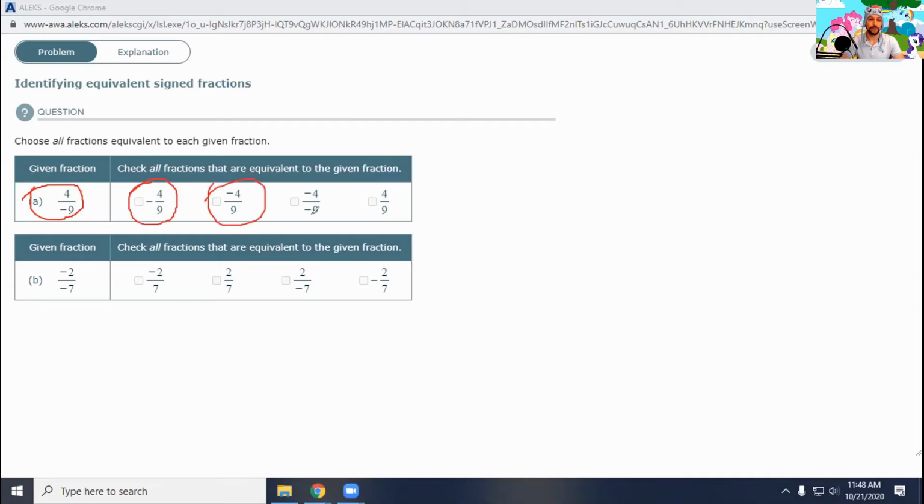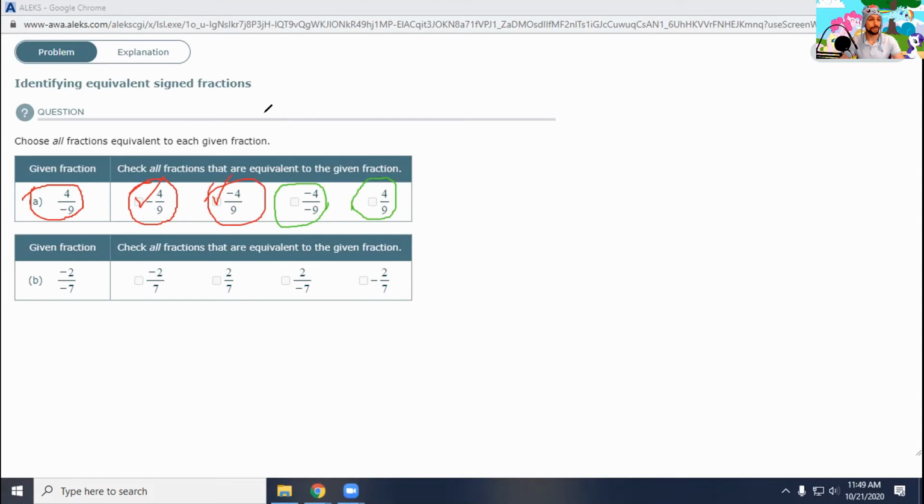And then in both our last fractions, I see either two negative signs. Remember, anything with two negative signs is positive, or no negative signs. So this is obviously positive. We were looking to be equivalent to -4/9. This is obviously equivalent to -4/9. And because there's one negative sign, this is equivalent to -4/9. So these are all the fractions that are equivalent to the given fraction.